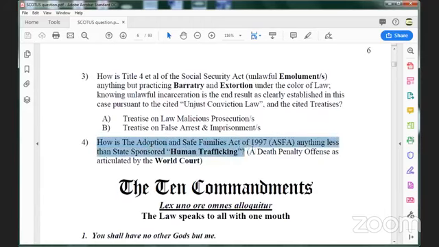How is the Adoption and Safe Families Act of 1997, or ASFA, anything less than state-sponsored human trafficking, a death penalty offense as articulated by the World Court? Okay. What legislation did Trump just sign yesterday? Human trafficking legislation. Keep in mind, this document was served in Congress and the court in November of 2018. This is now January 10, 2019, right?